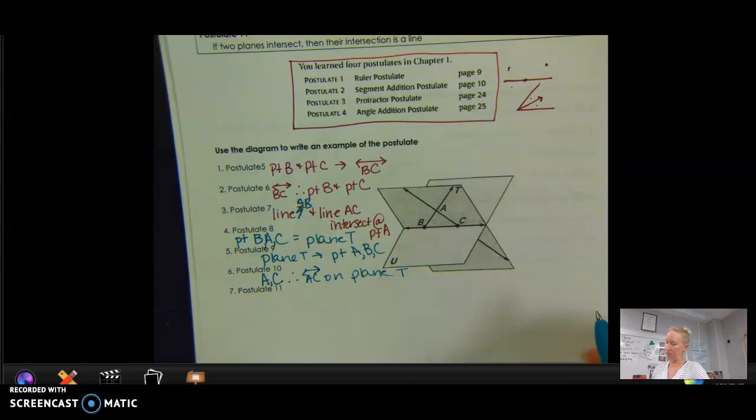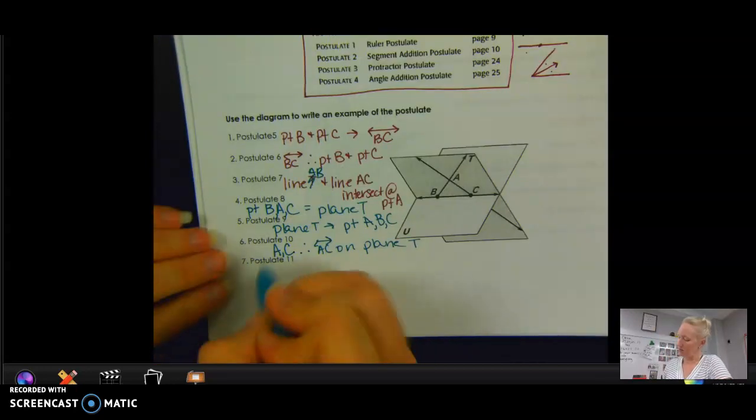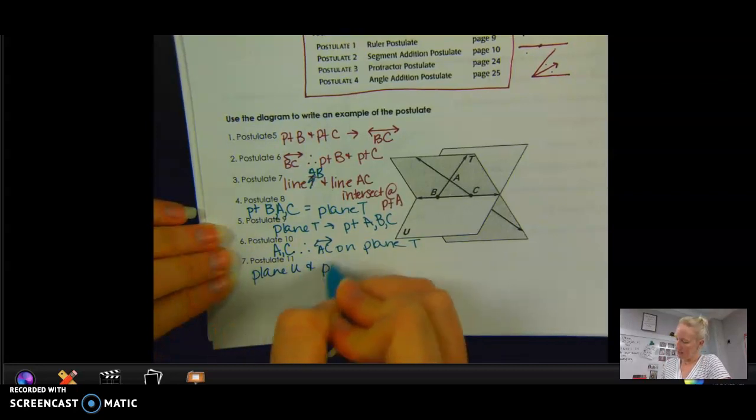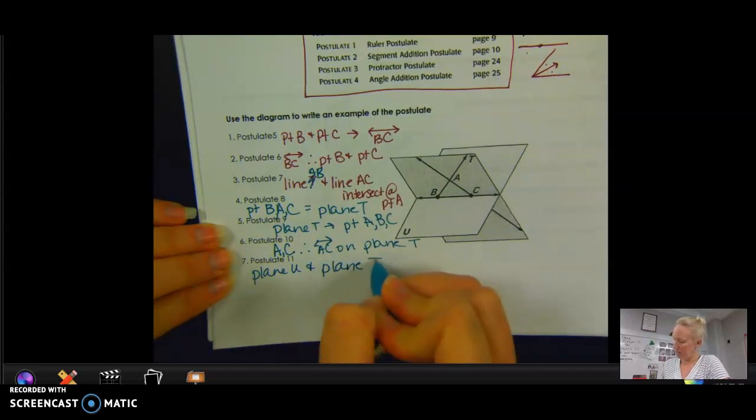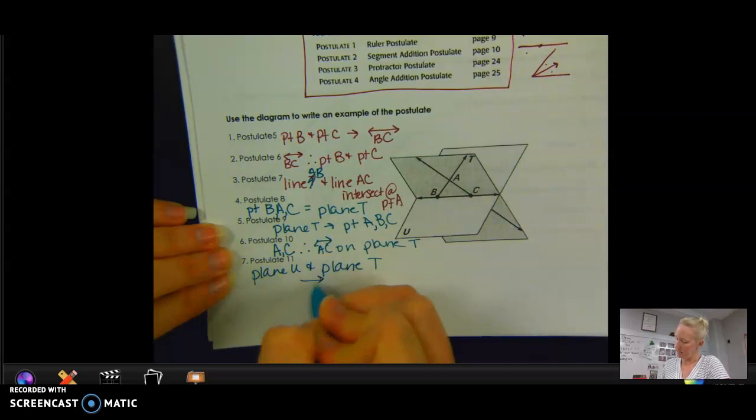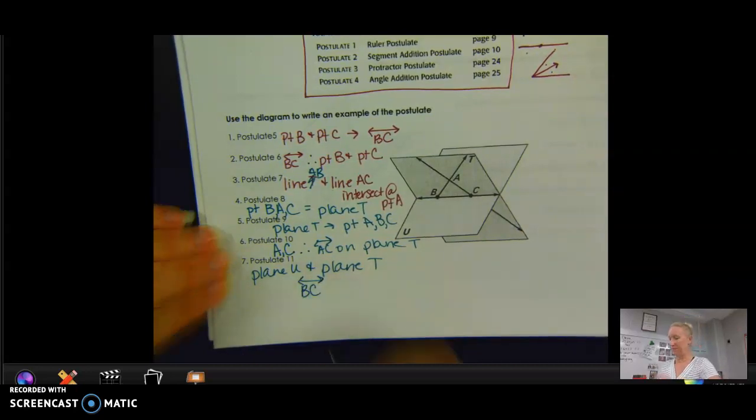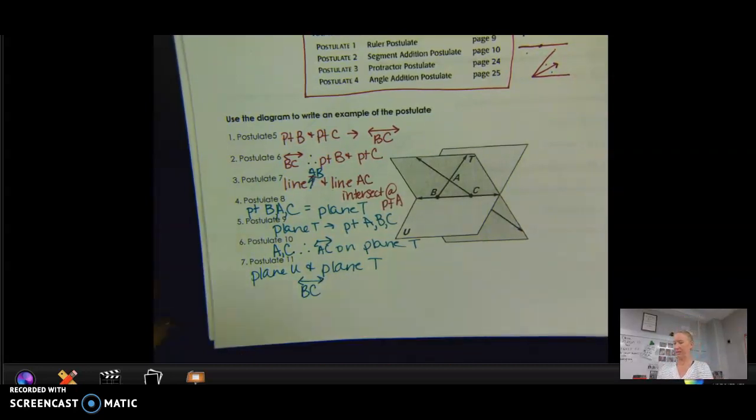Postulate 11, if two planes intersect, their intersection is a line. So plane U and plane T, they intersect at this line BC or CB. Okay, next page.